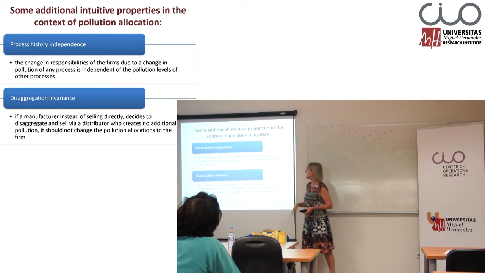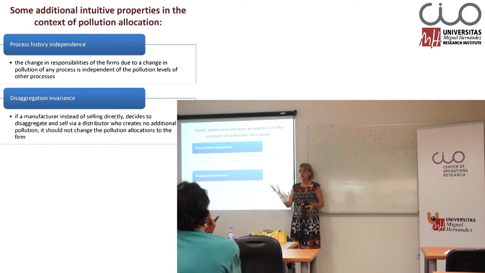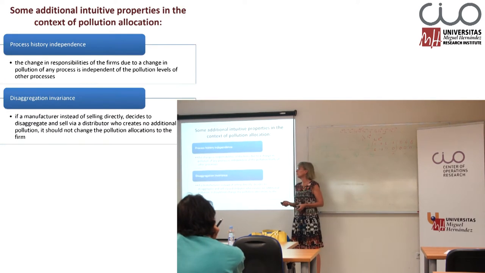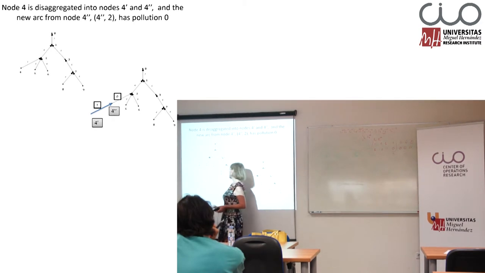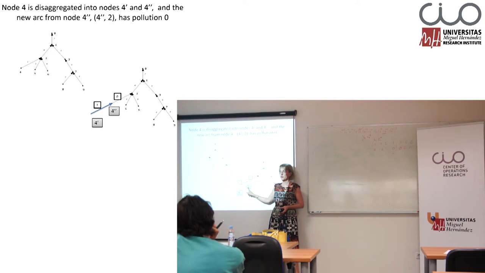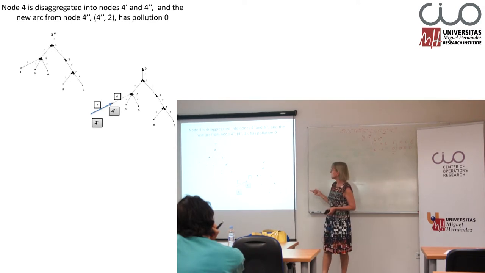And the second one was disaggregation invariance. It came because some companies are likely to play games and create fictitious companies that generate zero emissions if they think they can actually reduce their allocation. So what we are saying is, suppose that this company 4 decides to split into two companies, 4 prime and 4 double prime, and one of them generates zero pollution, the other generates whatever the original company was generating. What we are saying is that the total allocation to these two should be the same as the original allocation to 4. So if you're doing this type of thing, trying to game the system, you should not get any benefits from doing this.